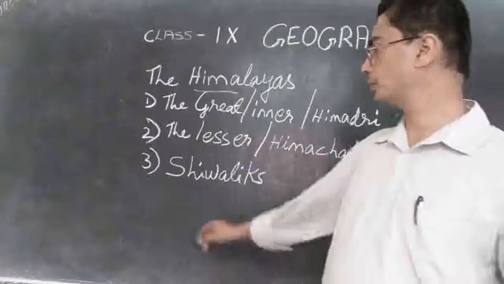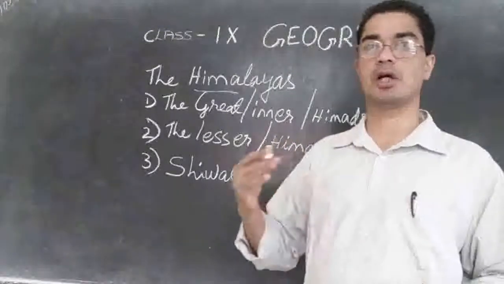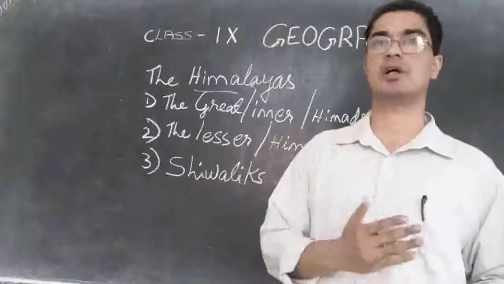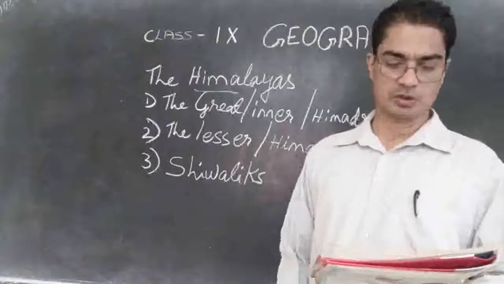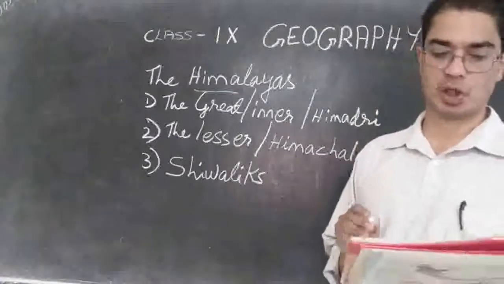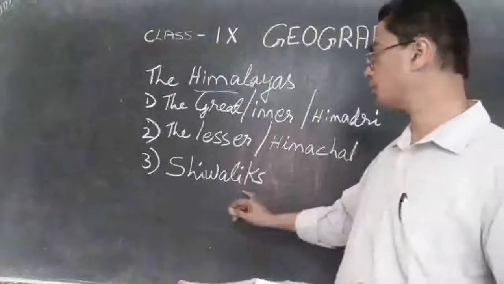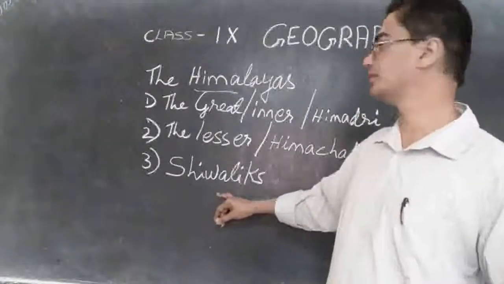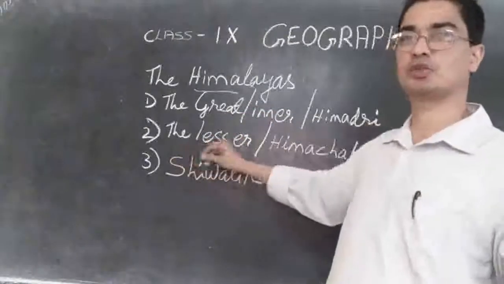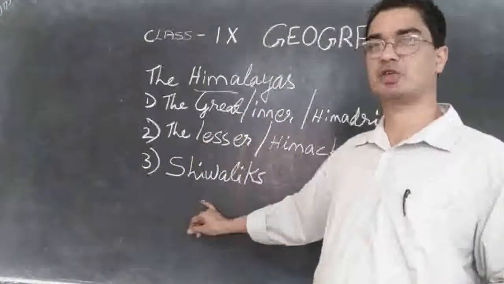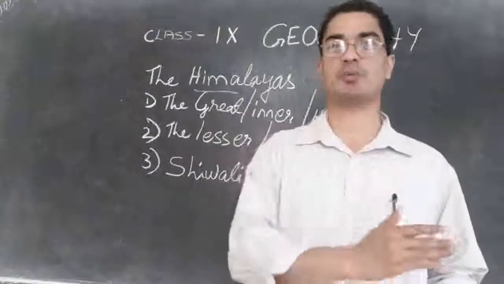Now we come to the third range, that is the lowest range or the outer part, the last part of the Himalaya. So the outermost range of the Himalayas is called Shivalik. So it has got only one name. So remember, the first range has got three names, the second range has got two names, and the third range has got only one name. It is called Shivalik.